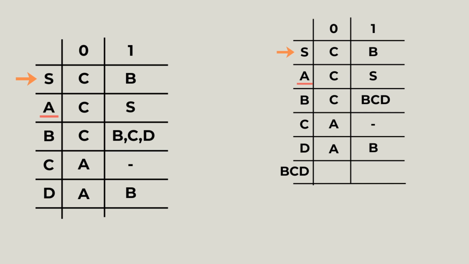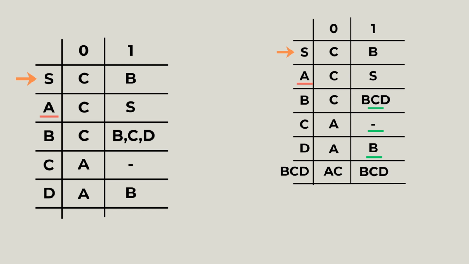For the transitions of BCD on input 0, we look at what states B, C, and D do in the original table and combine them. In this case, they go to state A and state C. This means we must make another new state called AC. For input 1, BCD goes to itself.